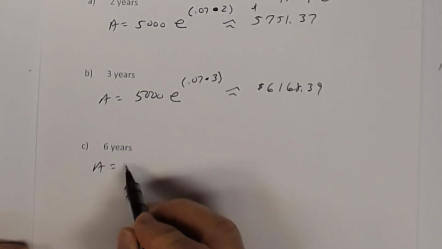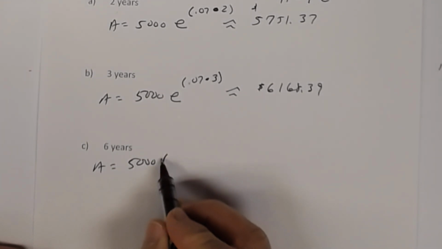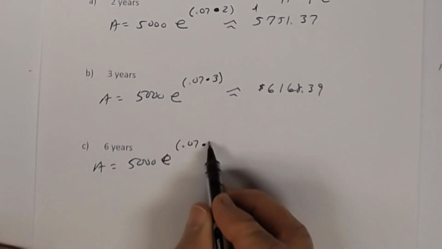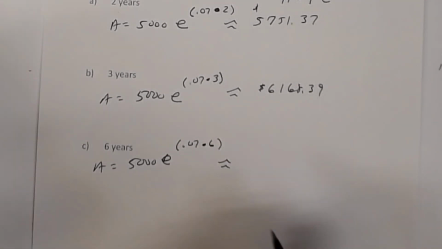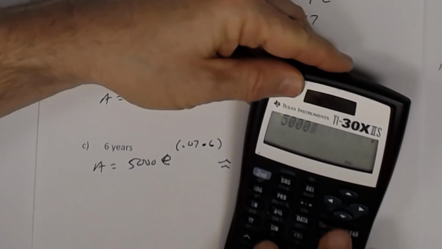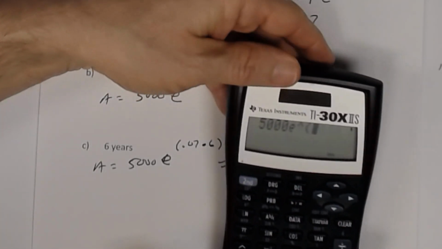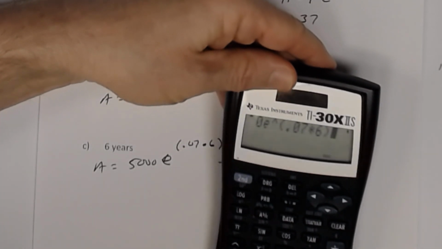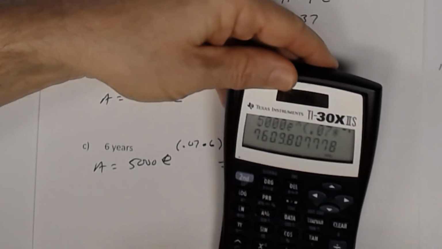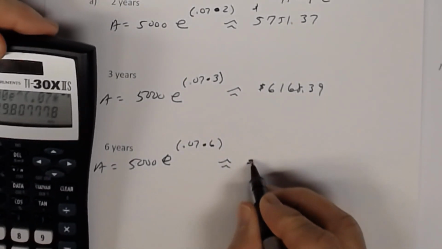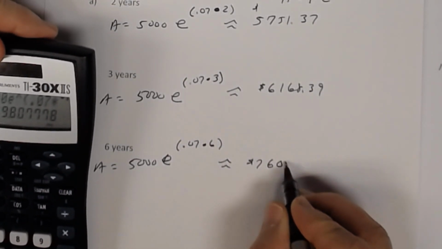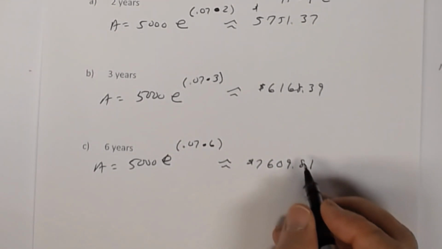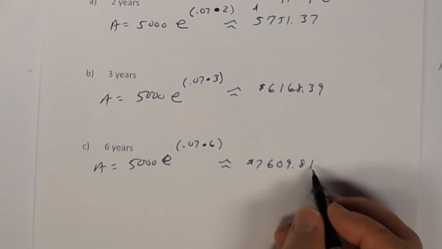So A equals 5,000 times e raised to the 0.07 times 6. All right, so let's see what we get. So 5,000, second LN, see that e button, and then 0.07 times 6, close the parentheses, press equal. So you get that amount. So you get $7,609.81. Make sure you're rounding to the place it told you to, so the nearest cent.